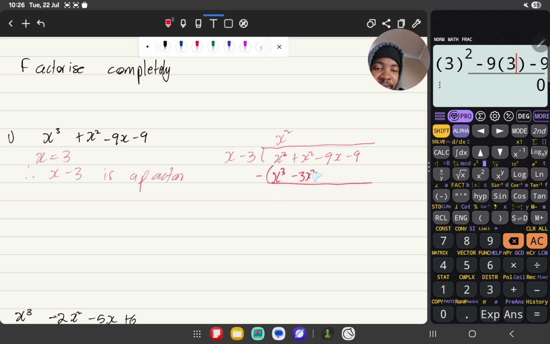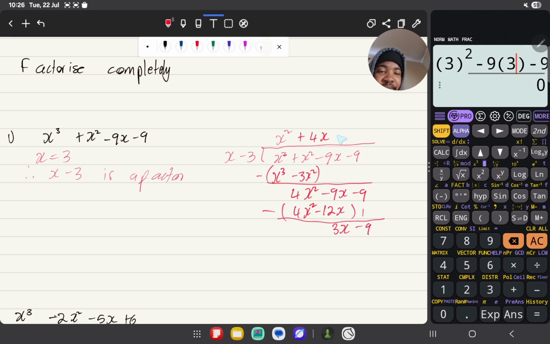We subtract, we get 0 there, so it becomes 4x squared, right? And then I bring down the rest, 9x minus 9. So this divided by x is going to be plus 4x. Multiply 4x by x minus 3, that is 4x squared minus 12x, right? And now my subtraction gives 0, and 9 minus 12 is 3x. I bring down the 9, so minus 9.